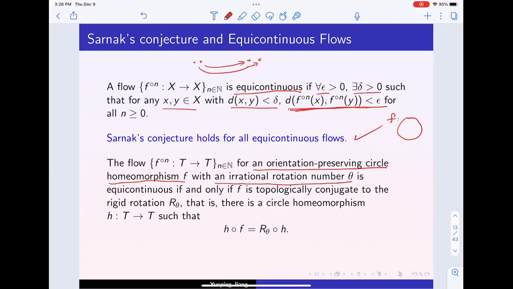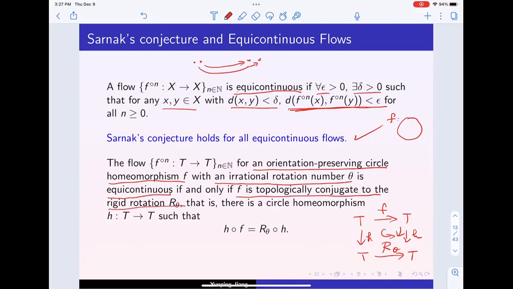That means, so that's T to T, you have F, but then you have another homeomorphism, which is a map T to T. But here's a rigid rotation. So this diagram commutes. That means basically this F, except for some homeomorphism change of coordinates, is actually just a rigid rotation. Okay, so then you can show this circle map is equicontinuous if and only if it is topologically conjugate to the rigid rotation.